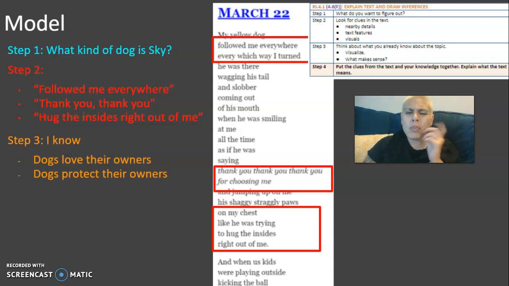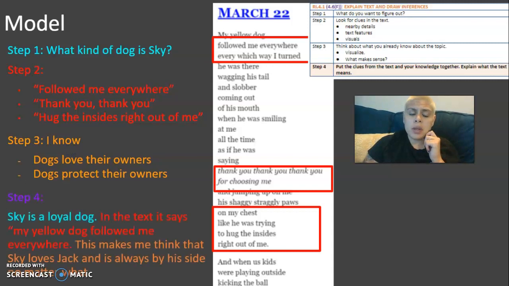So putting all of those clues together, what kind of dog is Sky? Well, I can infer that Sky is a loyal dog. Because in the text it says the yellow dog followed him everywhere. He followed him everywhere. And this makes me think that Sky loves Jack and is always by his side no matter what. So I used all 4 steps to make that inference that Sky was a loyal dog.